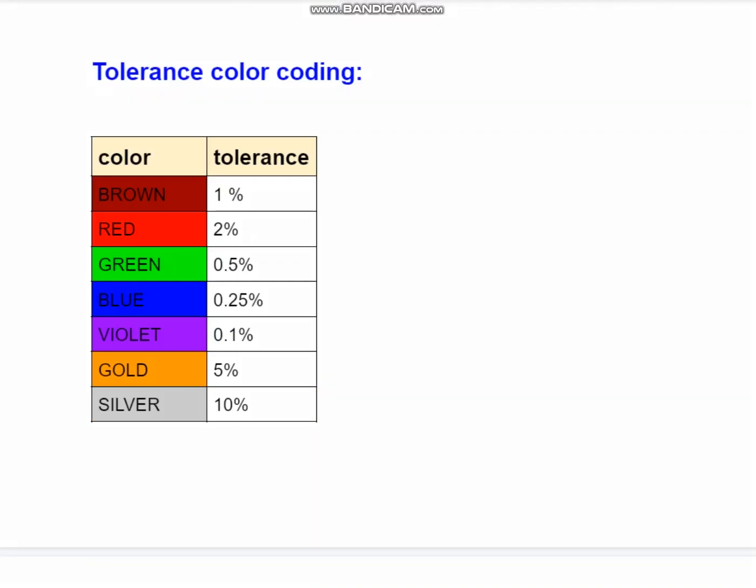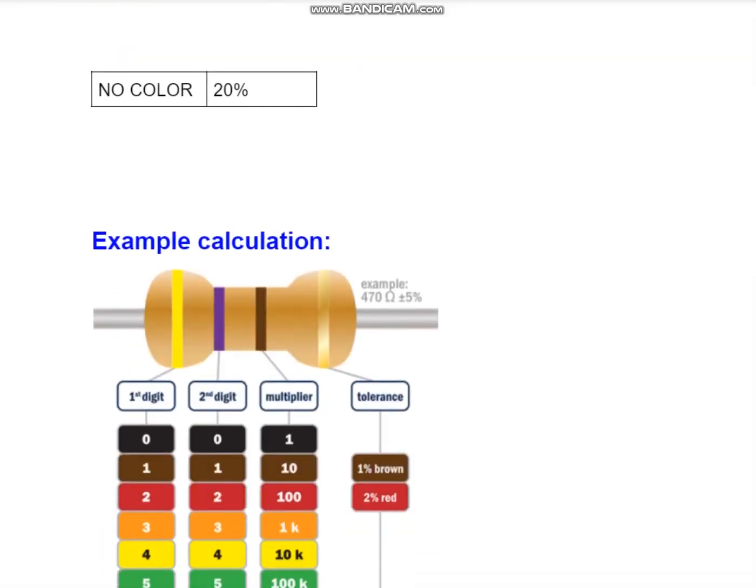So here for the brown color, its tolerance value is 1%. For red, it is 2%. Green, it is 0.5%. For blue, it is 0.25%. For violet, it is 0.1%. For gold, it is 5%. For silver, it is 10%. And if there is no color, then it is 20%.